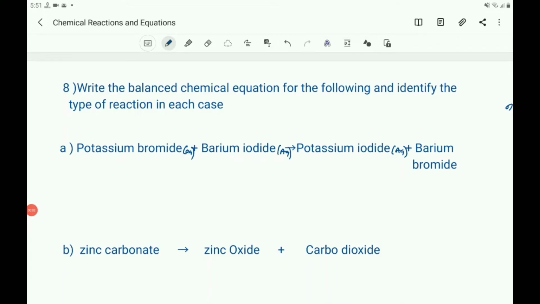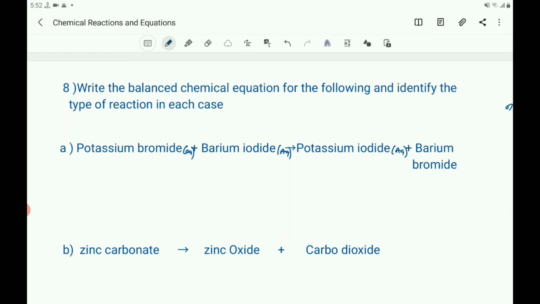Children, it is a continuation of the chapter Chemical Reactions and Equations, and the solution of the exercise of the chapter is continued. Question number 8: Write the balanced chemical equation for the following and identify the type of reaction in each case. You know the different types of chemical reactions: chemical combination, chemical decomposition, displacement reaction, double displacement reaction, etc.